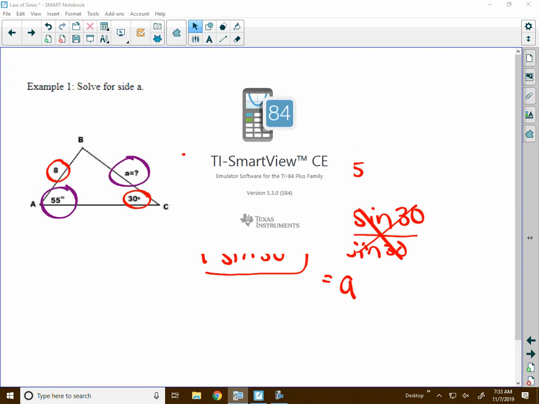I would guess so. Can I go put my calculator in this room?